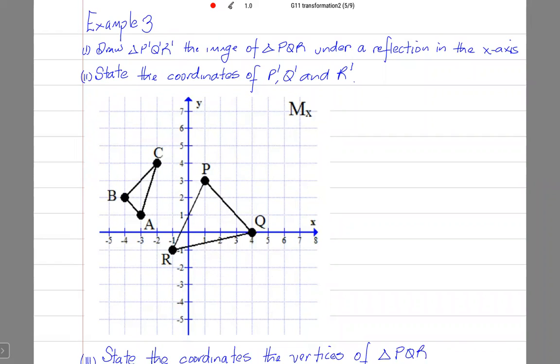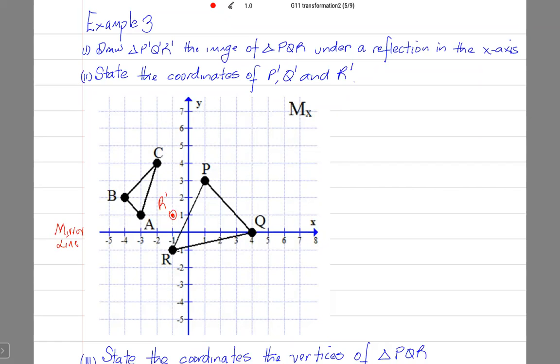So R, which is here, is going to come here. So this is R prime. Because in a reflection, the object and the image are the same distance from the mirror line on either side of the mirror line. You will also notice that the mirror line, this is my mirror line, is the x-axis.